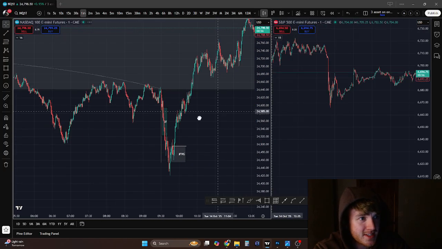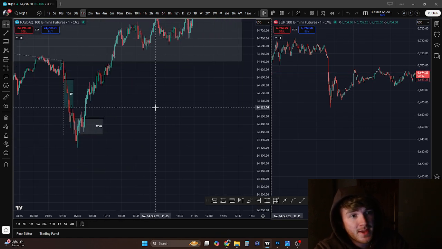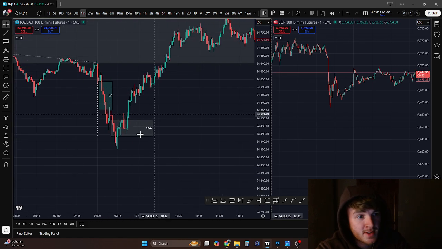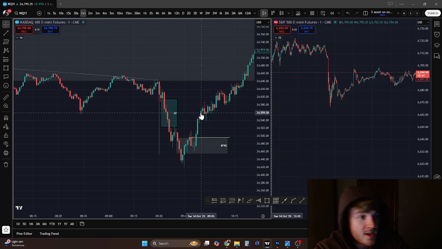And you can see that inversion fair value gap as an entry actually served as an amazing entry for the entire day. If you held this all the way up, that'd be 8R. I'm not suggesting you do that, but this inversion fair value gap was the trade of the day. You could definitely hold it to the end of these low resistance highs.